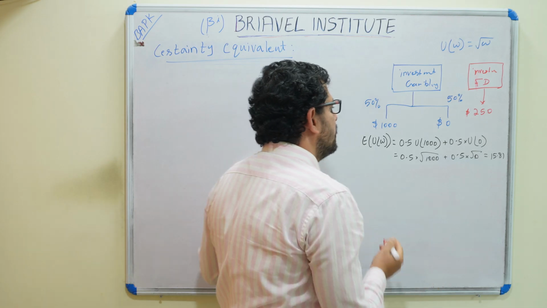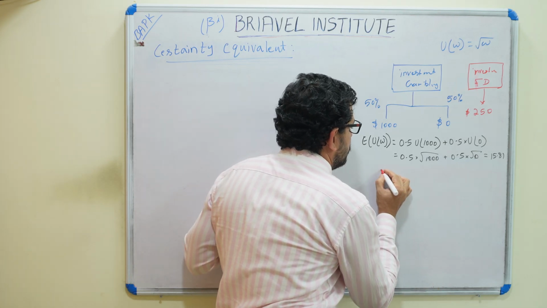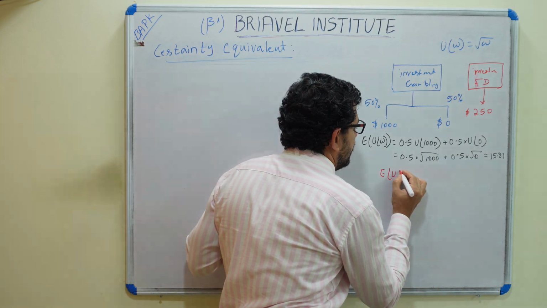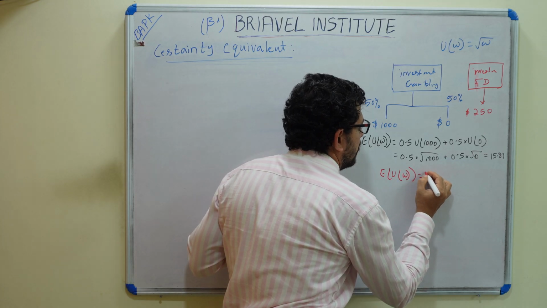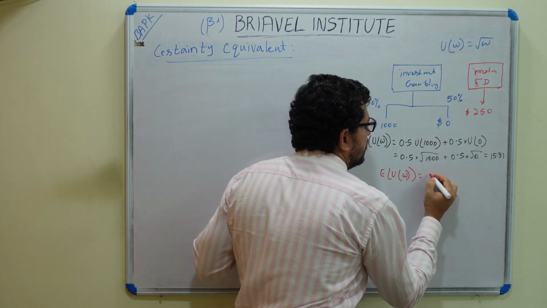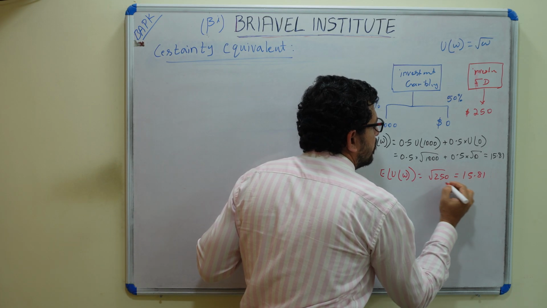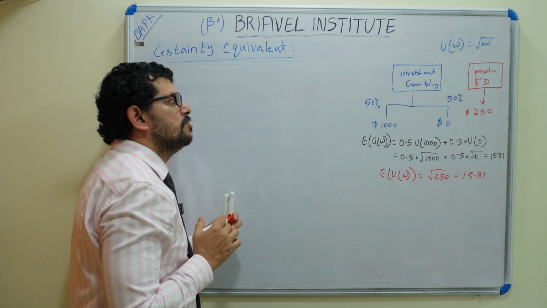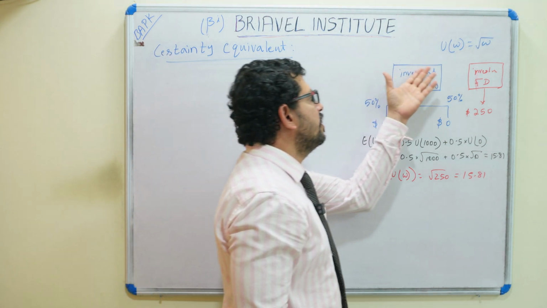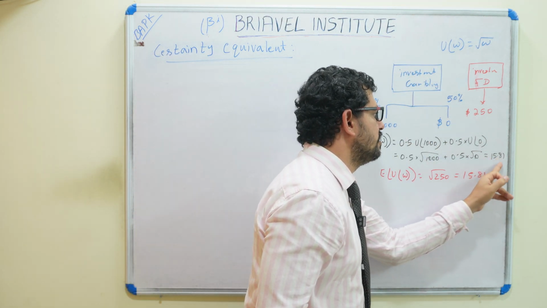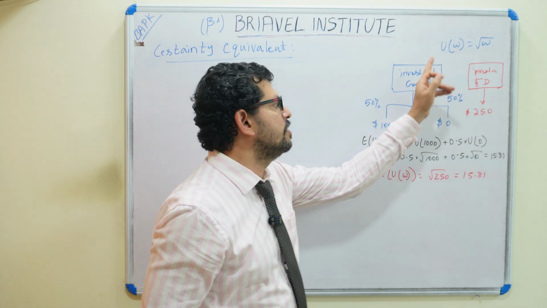So what will be my utility? Now my expected utility, W is equal to 100%, so it is root of 250. So it is 15.81. Now you compare both. What is my certainty equivalent? In this one, I am getting a utility of 15.81. This 15.81 is my utility.